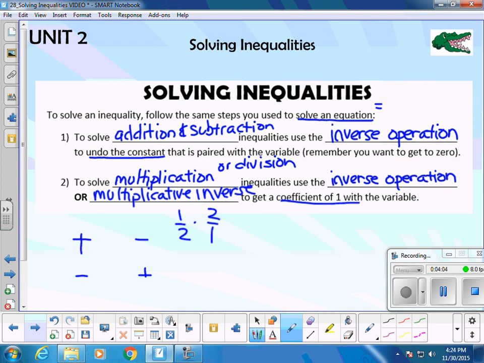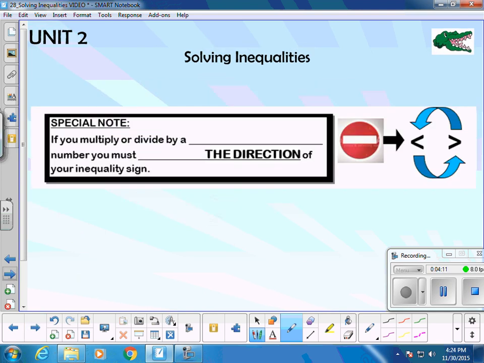Remember though, if you're multiplying by or dividing by a negative number, you have to multiply by that same negative number. Okay, the only exception, the only difference between equations and inequalities is this step right here. If you multiply or divide by a negative number, then you must flip the direction of the inequality sign.